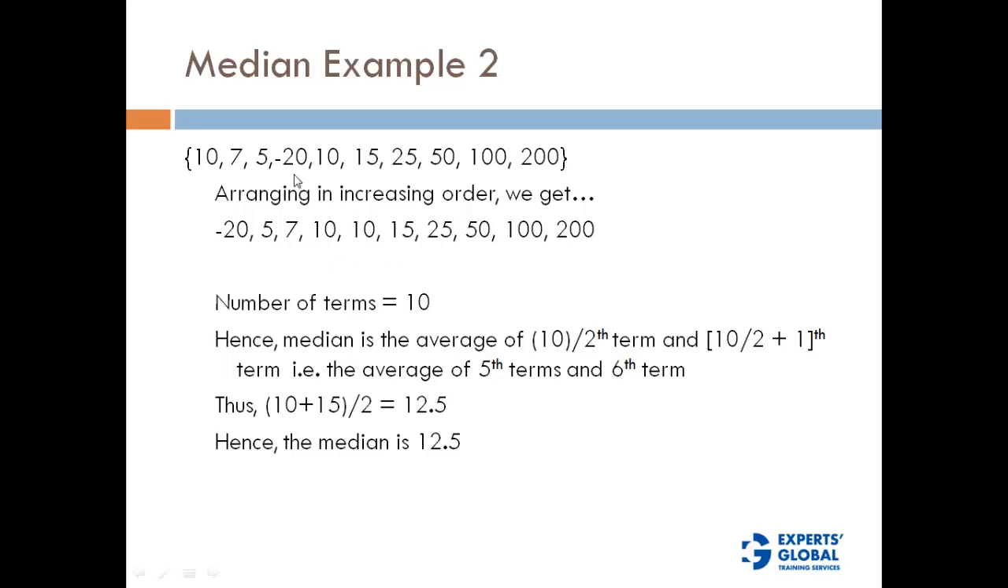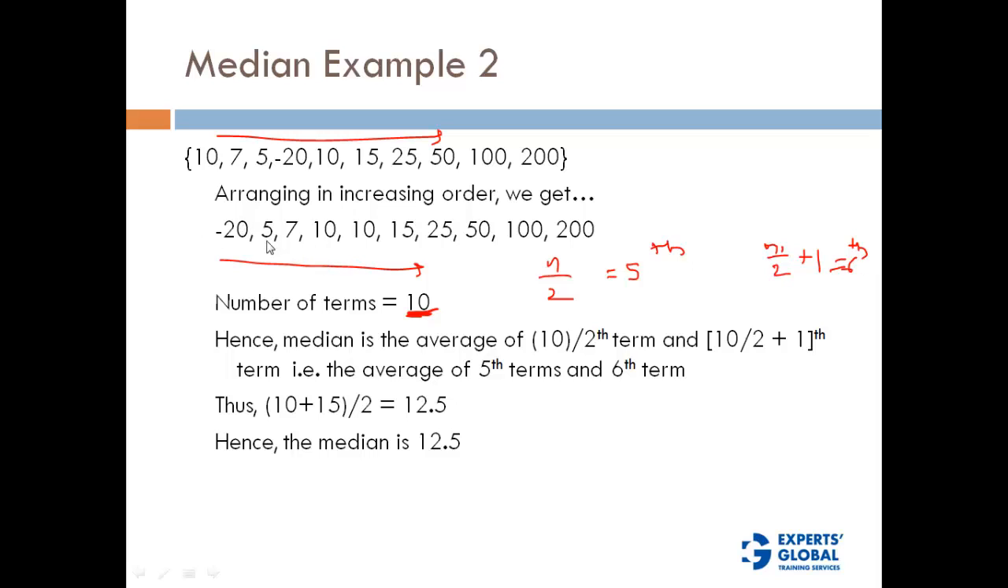Example 2. Let's look at this set. We arrange them in increasing order. Number of terms is equal to 10, so that is an even number. Now we are worried about the n by 2 and n by 2 plus 1th terms. So n by 2 is 5 and n by 2 plus 1 is 6. So we are going to take the mean of the 5th term and 6th term.